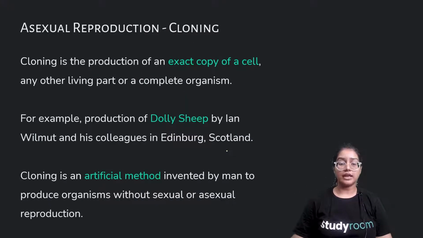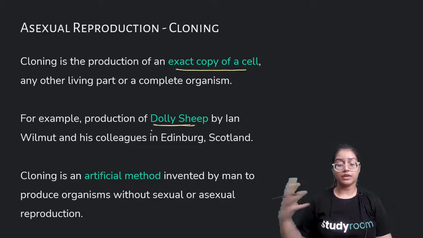Now there is a third type, which is cloning. Cloning is the production of an exact copy of a cell, any other living part, or a complete organism. So a clone means the same exact copy of a cell is produced. For example, the production of Dolly the sheep. Dolly is a very prominent example of a clone, and Dolly survived. Later Dolly died due to a disease. So we'll see how Dolly was developed.